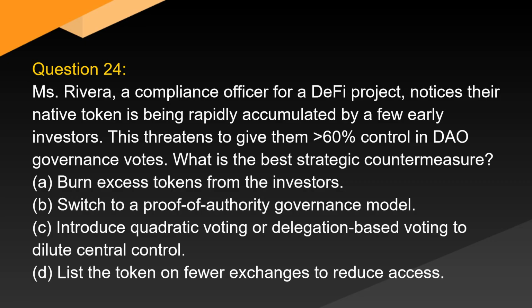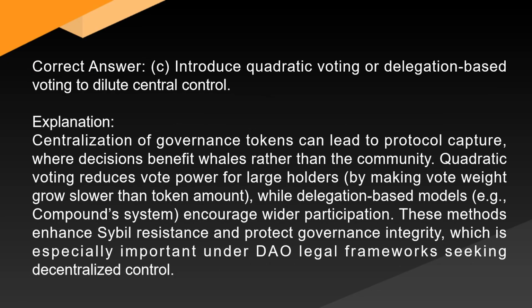List the token on fewer exchanges to reduce access. Correct answer: C. Introduce quadratic voting or delegation-based voting to dilute central control. Explanation: centralization of governance tokens can lead to protocol capture, where decisions benefit whales rather than the community.